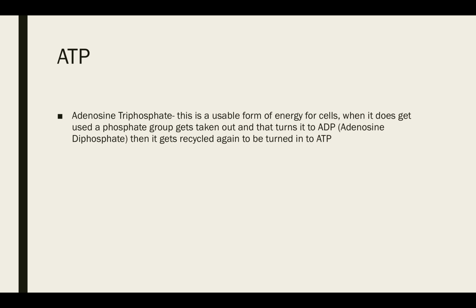Now finally, we're going to be talking about ATP, adenosine triphosphate. This is a usable form of energy for cells. When it does get used, a phosphate group gets taken out, and that turns it into ADP, which is adenosine diphosphate, which again gets recycled and turned into ATP. Most importantly, the thing to know about ATP is that it is energy.